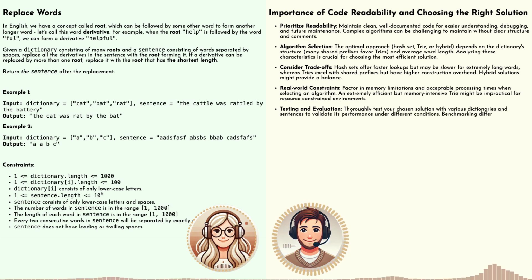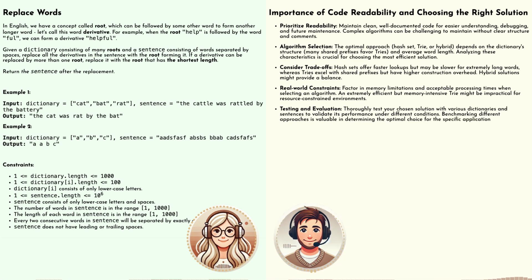Totally. So where do our different approaches stand in terms of readability? Which one would be easiest for another developer to understand? Well, the hash set is probably the simplest to implement and read. The logic is pretty straightforward. Go through the words, check the prefixes, and replace if you find a match. Simple. Like a clear set of instructions, no fancy data structures to figure out.